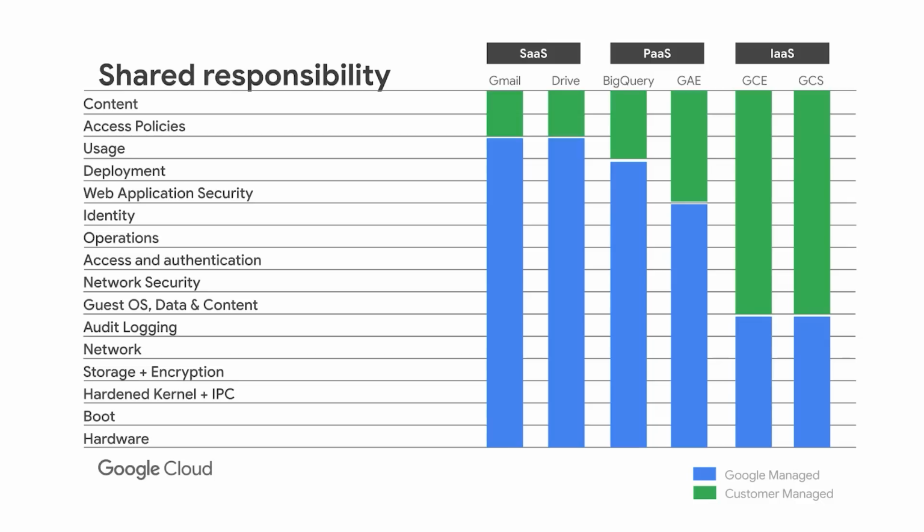All the way up to usage. You manage the access policies and the content. Something like Gmail and Drive are an example of software as a service.